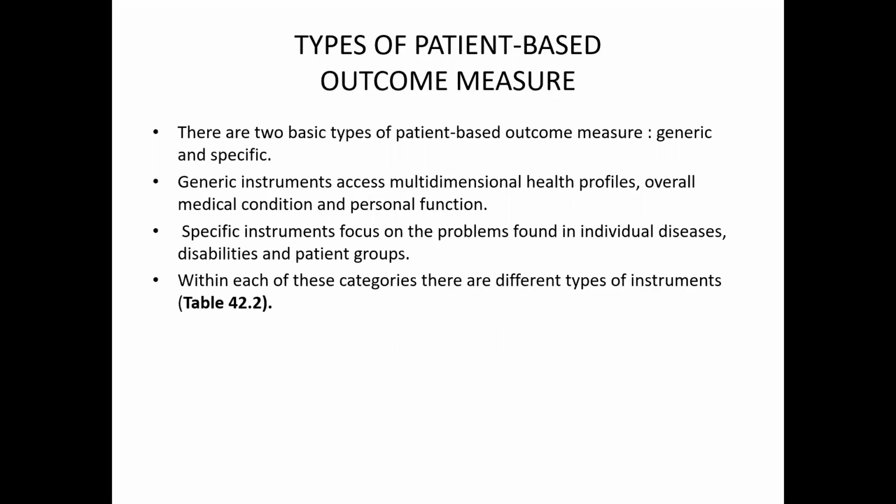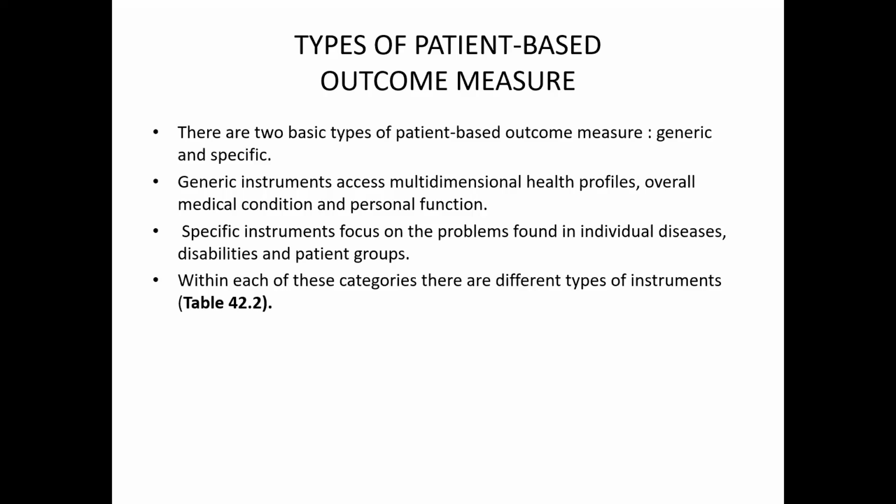The types of patient-based outcome measures. There are two basic types of patient-based outcome measures, generic and specific. Generic instruments assess multidimensional health profiles, overall medical condition, and personal function. Specific instruments focus on the problems found in individual diseases, disabilities and patient groups. Within each of these categories, there are different types of instruments.